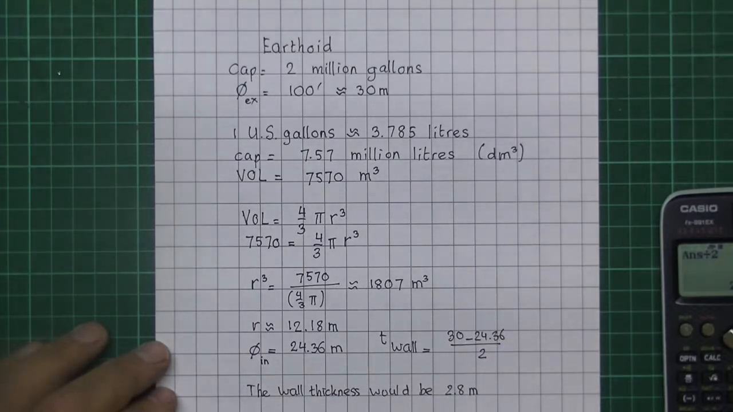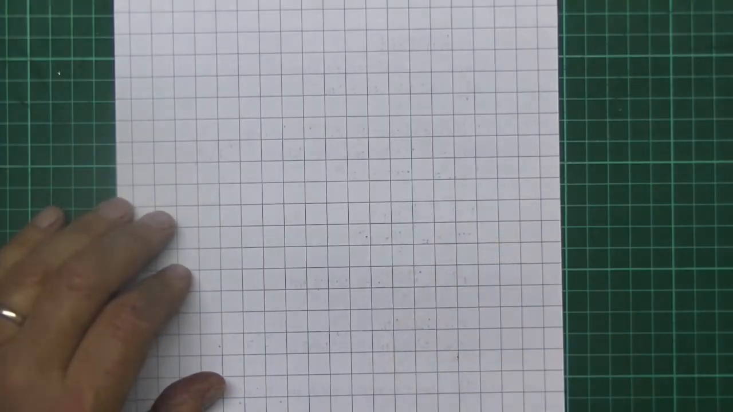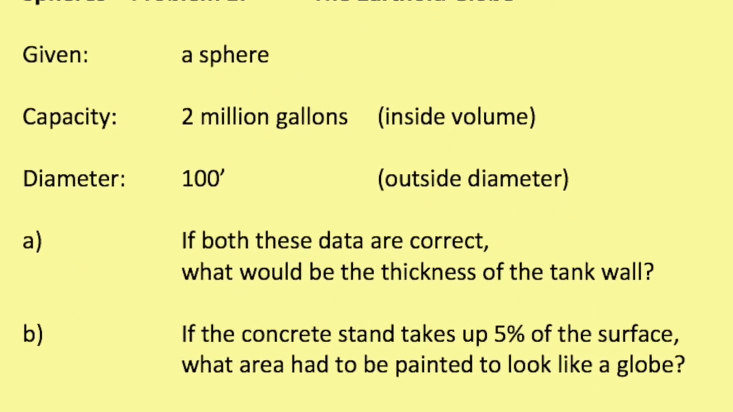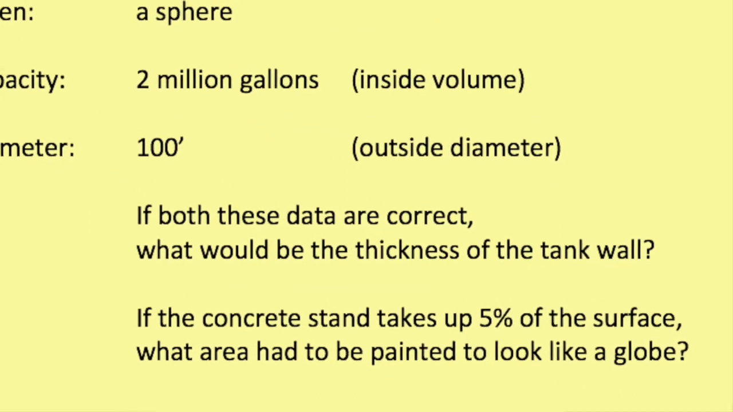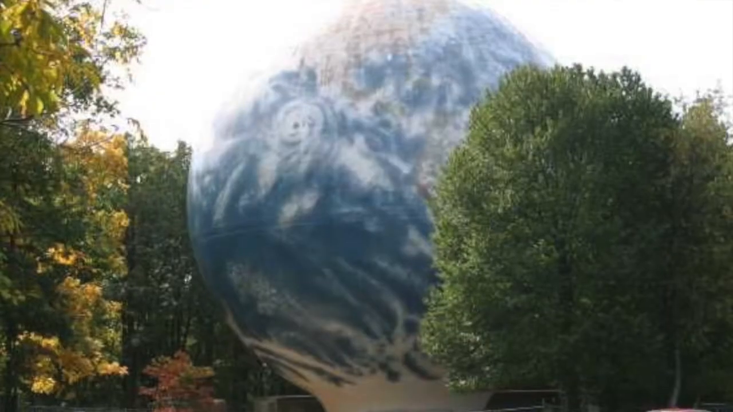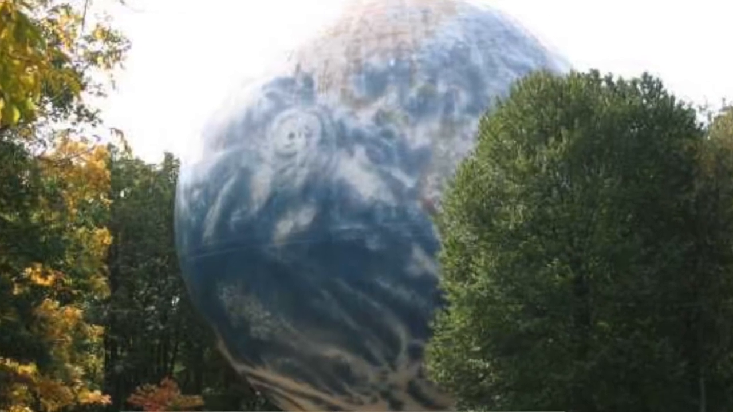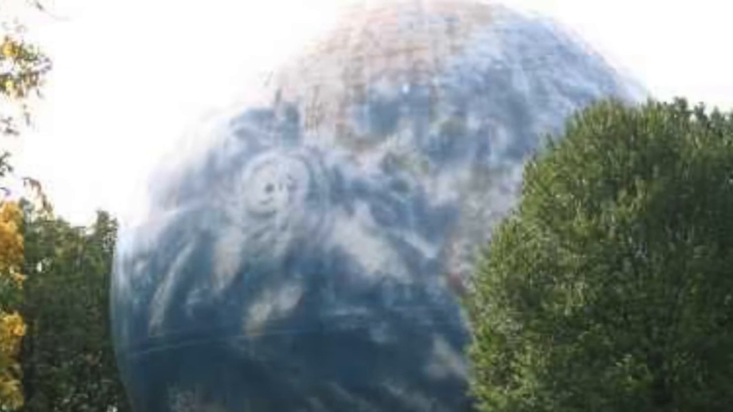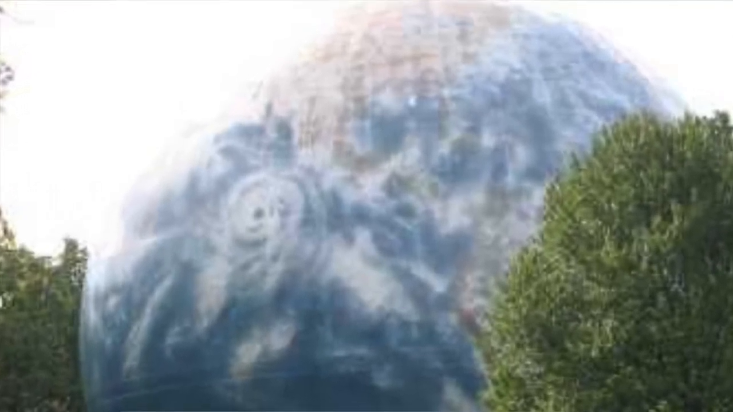So that's the first question. What would be the thickness of the tank wall? This leads us to the second question. If the concrete stand takes up 5% of the surface, what area had to be painted to look like a globe? So now we have to look at the external data, and we have to find the surface area and then take 95% of it.